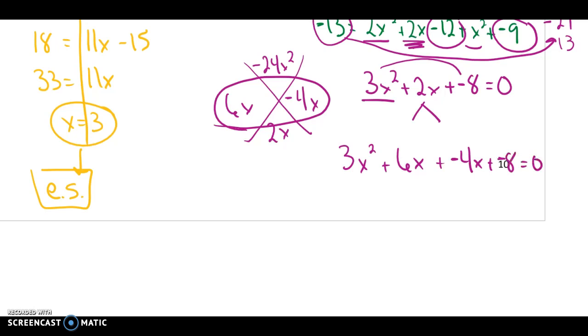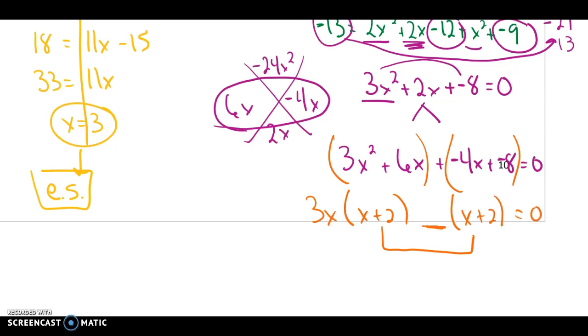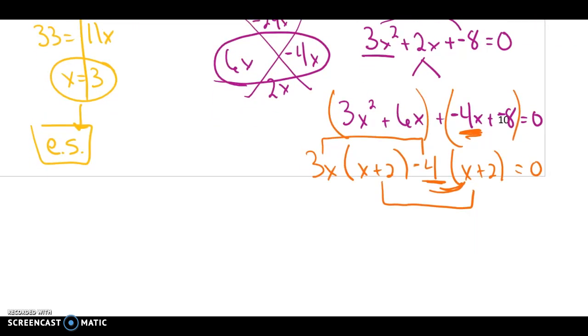And now with 4 terms, I can group them. So group the first 2, group the last 2, and in the first set, the GCF will be a 3x, and I'm left with x plus 2. And again, those just have to match, so I have another x plus 2. And then what was I taking out? I took out a -4, because -4 times this x gives me this -4x here. And now I have my factors. One of them is the x plus 2, and the other is the 3x minus 4.